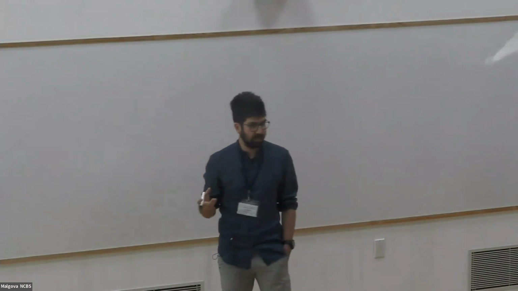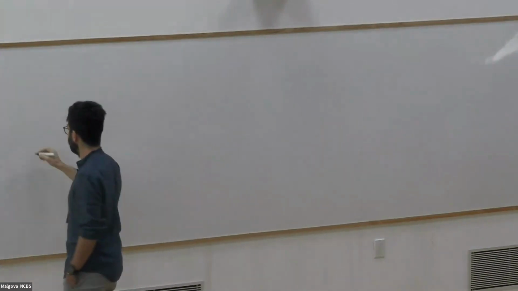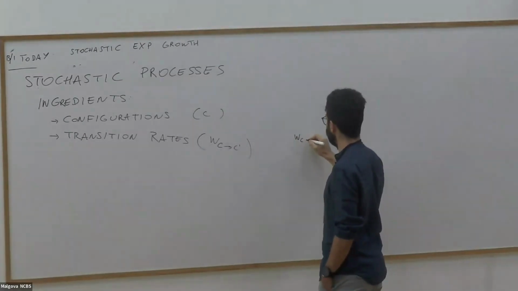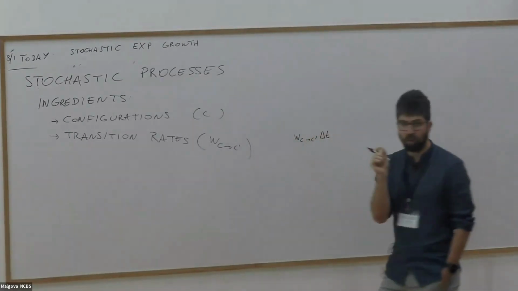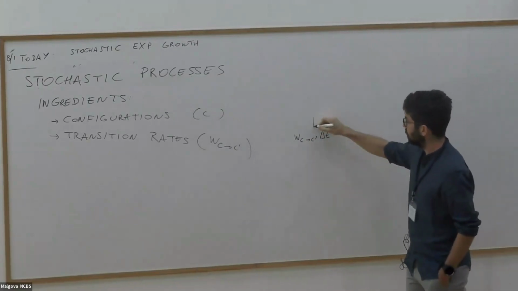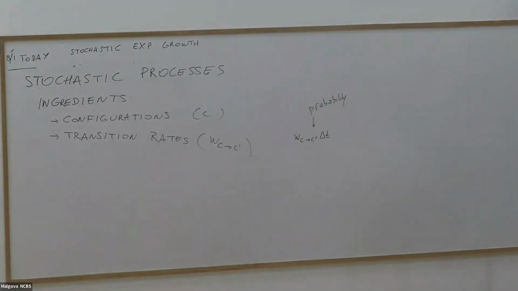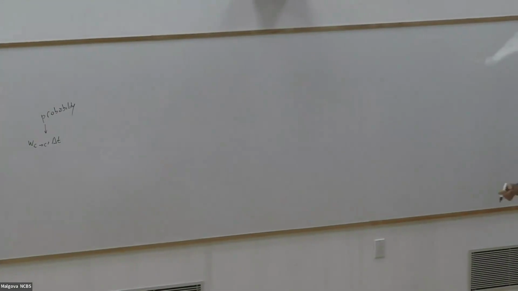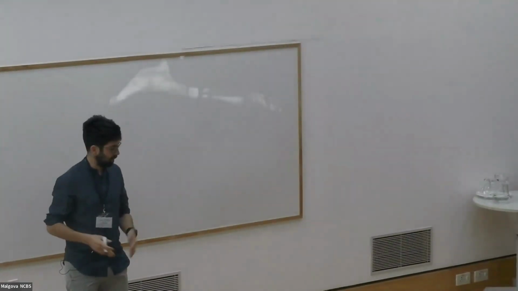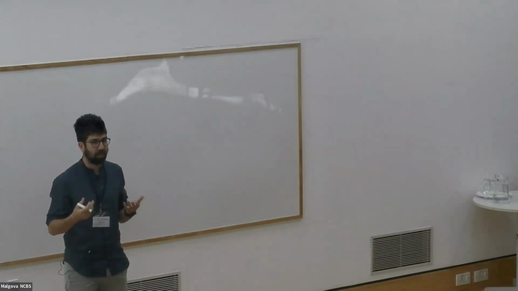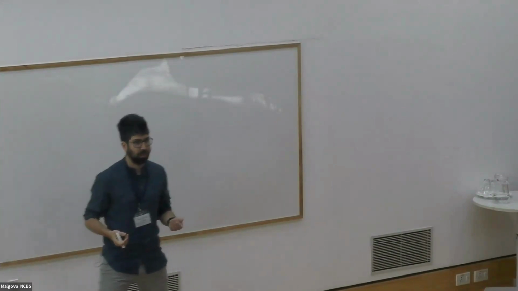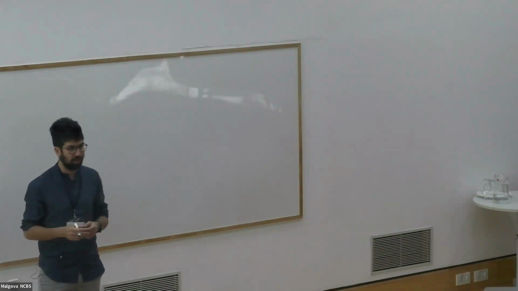So what is a rate? The rate is a probability per unit time. So a probability in a small time delta t is the rate. So the rate is a probability per unit time that we're going to go from a configuration C to a configuration C prime. So in the case of a random walk, if I'm an unbiased random walker on this line, the rate is the probability per unit time that I'm going to go left, or the probability per unit time that I go right. And of course, these two can be different. Okay?